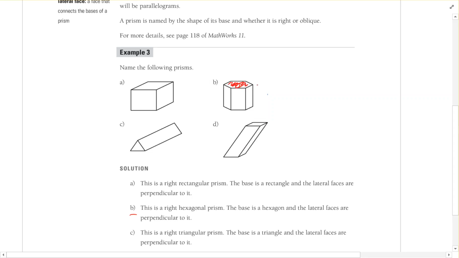Right? So 6 sides is a hexagon. And it's a prism, or it's a right prism because it goes straight up and down. You have a prism and then you have these sides that just go straight up.